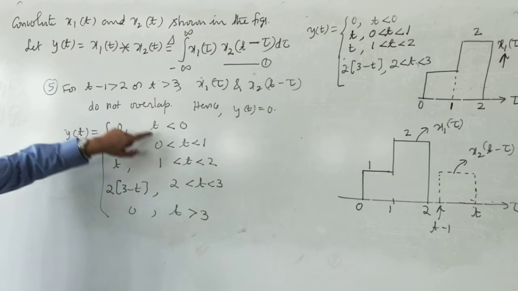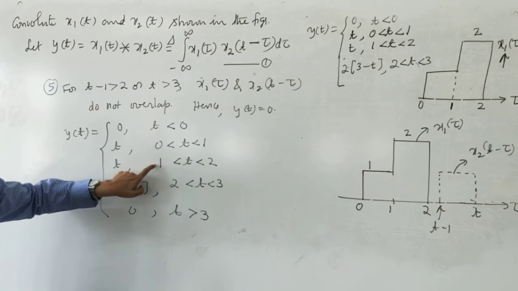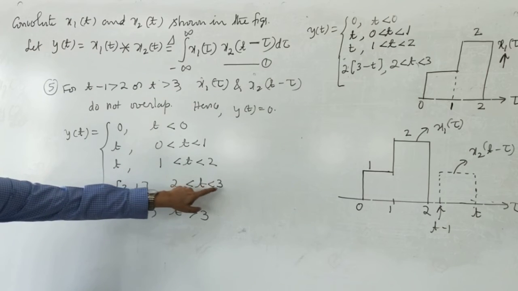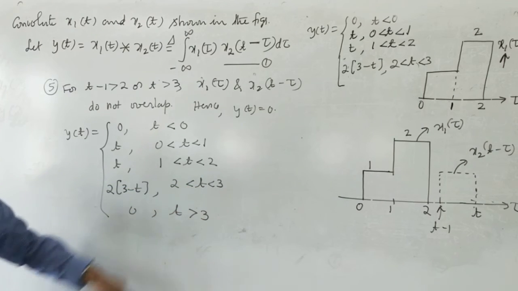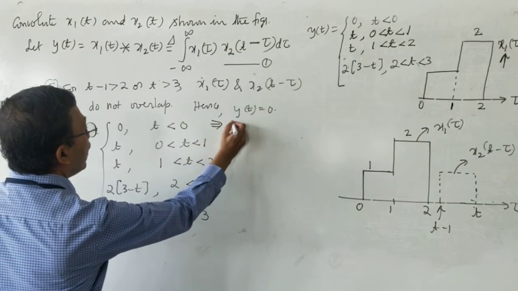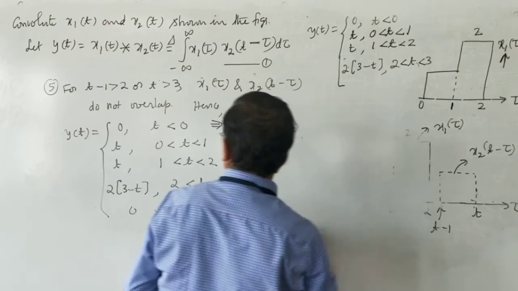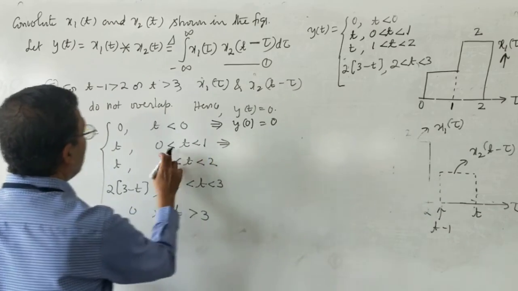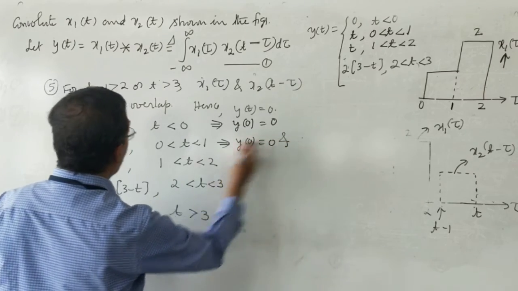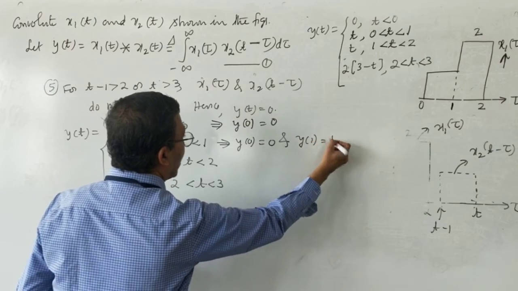Now you see, what is the upper limit here? 1, that is the lower limit here. What is the upper limit here? 2, that is the lower limit for the next case. 3 is the upper limit here, which is the lower limit for the next case. So to check the correctness, from here we see, what is y of 0? 0. In this expression, put t equal to 0, what is y of 0? 0. You put t equal to 1, what is y of 1? Y of 1 is 1.